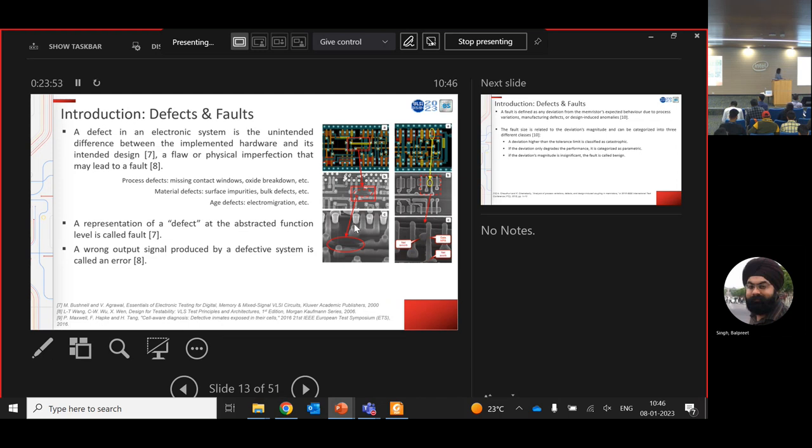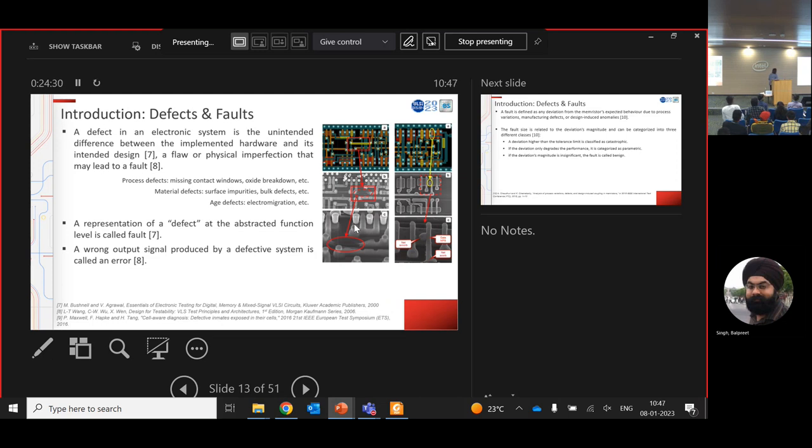The causes of the defects, the process defects that we are going to talk about here, mean that during the manufacturing process you can have some missing contacts, windows, oxide breakdown, and so on. You have some material defects when you are applying all this process to manufacture, and you have aging defects that I already mentioned. So a defect is a physical thing that happens when you are manufacturing something, or when you are using it and you have some device that's broken. Again, it's a physical deviation.